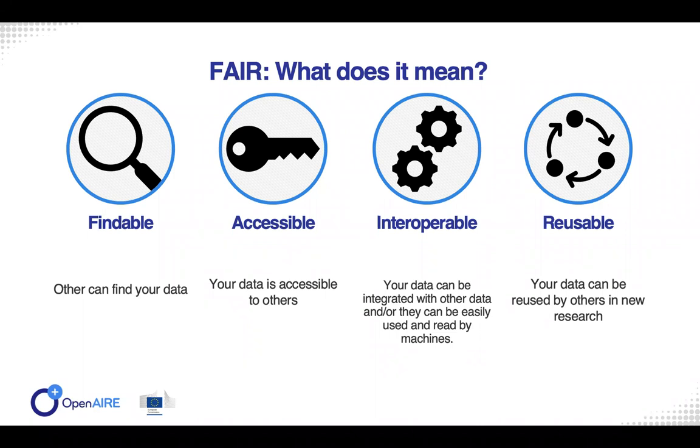Findable means that your data or your result is findable by others. So others can find your data and they can even cite it. Accessible means that your data is accessible to others. We have seen that this doesn't mean that your data must be open, but it means that you have to clearly state who will have access, when and how, to your results. Interoperable means that your data can be integrated with other data and they can be easily used and read by machines. Okay, so it means making your data interoperable with others and also with automatic workflows or applications or computers or whatever.